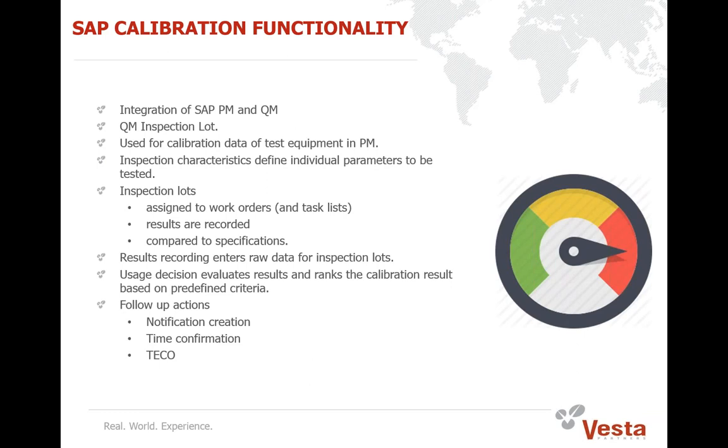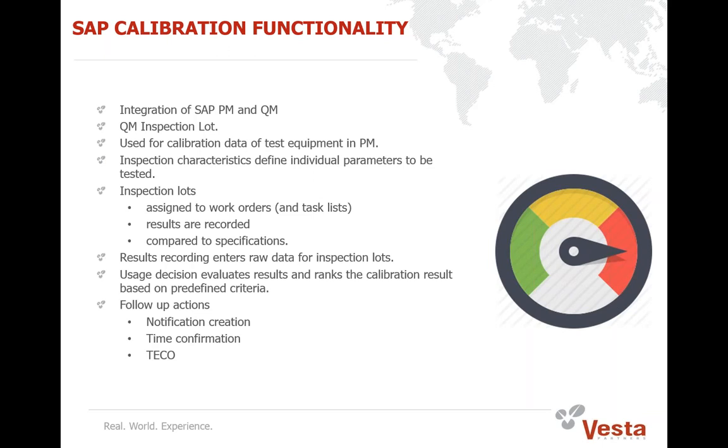Inspection characteristics are used to define individual parameters that need to be tested. So in our examples today, we'll be showing the calibration of a temperature gauge. So for, let's say, the 50 Fahrenheit calibration and the 100, those are all inspection characteristics that have to be defined. Inspection characteristics are then grouped into inspection lots. These are assigned to work orders and task lists. Results are then recorded, and then those results are compared against specifications.